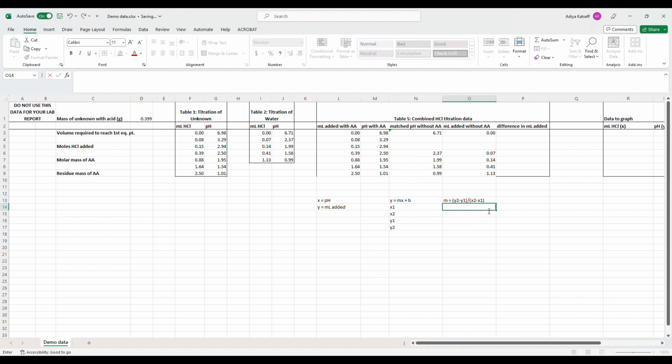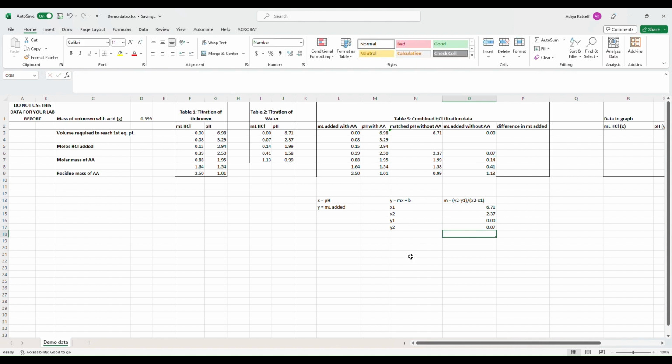I'm sorry, I actually want to keep using our formulas here just in case, so I don't make a typo or anything. Okay, so our x2 is going to be our x value after the gap. So that's going to be right here. Same idea for our y's. Our y's are the mLs added, so our y1 can be the value before the gap up here. Our y2 can be the value after the gap down here.